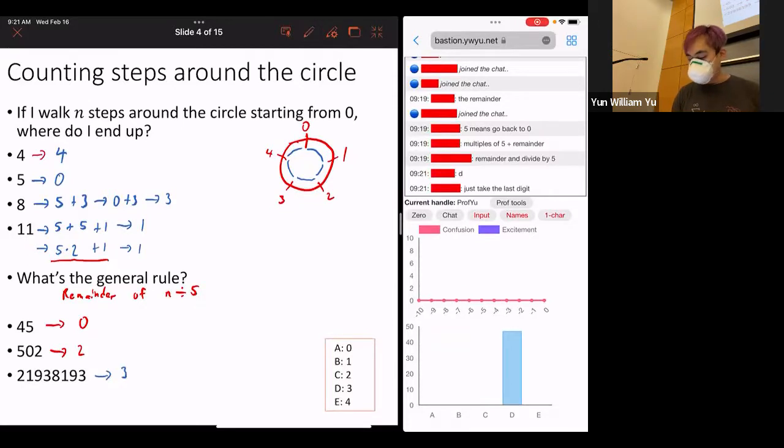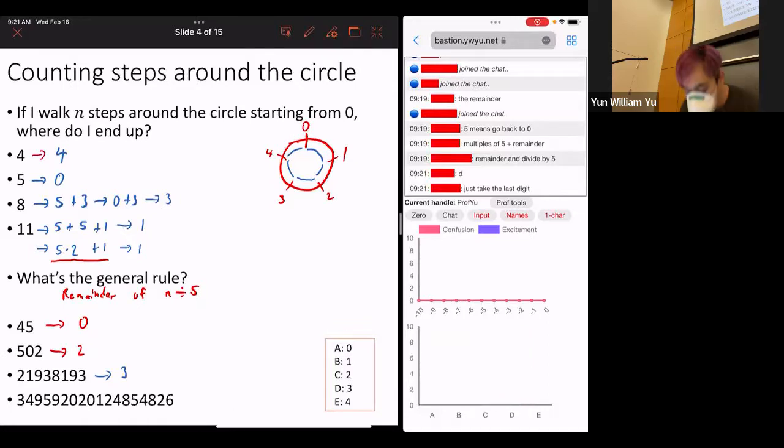Someone suggested just taking the last digit, but you have to be a little bit careful about that, because what if I had, I don't even know what this number is, 349 quadrillion, 592 trillion, 20 billion, 124 million, 854,8826. Well, you only look at the last digit and divide that by 5, because of course 10 is divisible by 5, so any multiple of 10 is also divisible by 5. And so this goes to just 1.